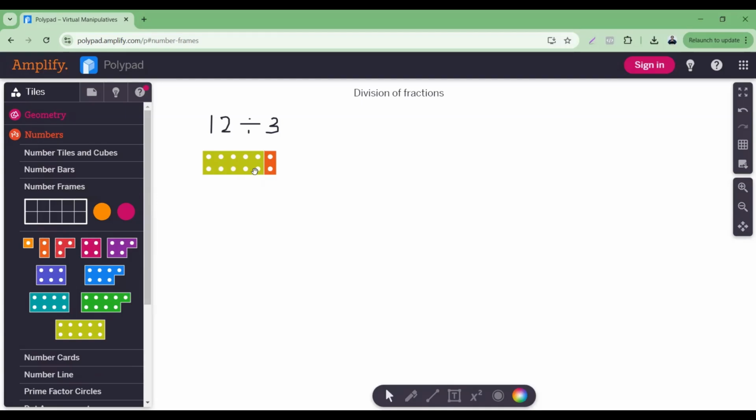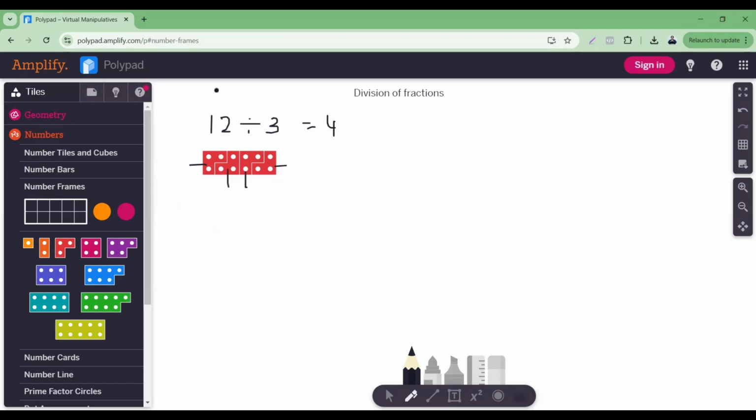What is the meaning of 12 divided by 3? I'm taking a 3 here. How many such 3 blocks can I make within this 12? That's the meaning, right? So I have taken 3 threes till now. Now the fourth 3 I have taken. That means this 12 could be grouped as 4 threes, isn't it? 1, 2, 3, 4. 4 such threes I could make.